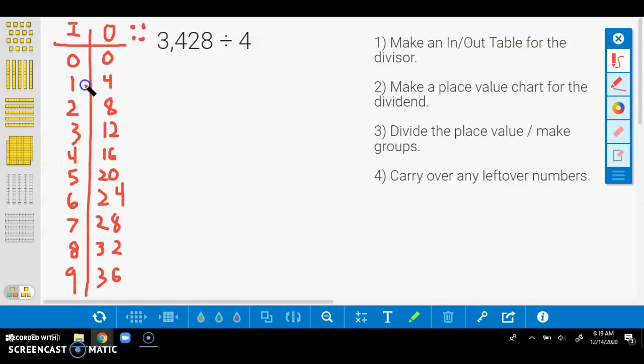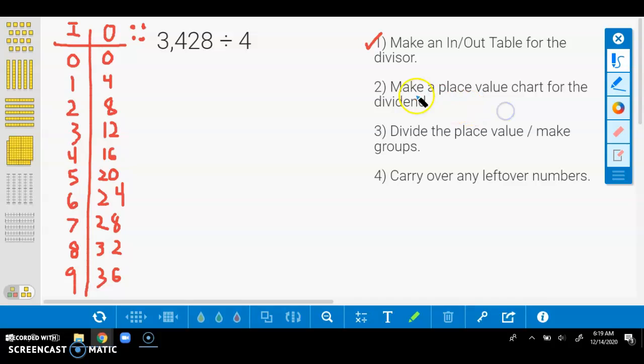So this is a little messy, but it's very important to make sure you know what times 4 will equal, the out number. So 0 times 0 is 0. 0 times 4 equals 0. 7 times 4 equals 28. Okay. We've done step 1.